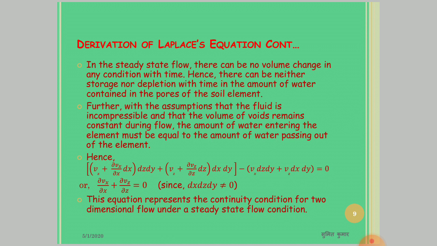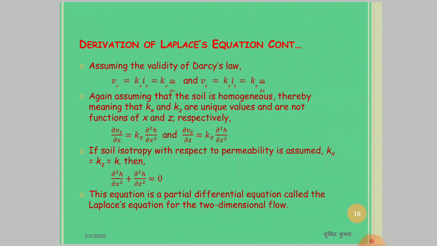After equating the rate of outflow of water with the rate of inflow of water in the soil block and solving the equation further, we will get ∂Vx/∂x plus ∂Vz/∂z equal to 0. This equation represents the continuity condition for two-dimensional flow under a steady state flow condition.